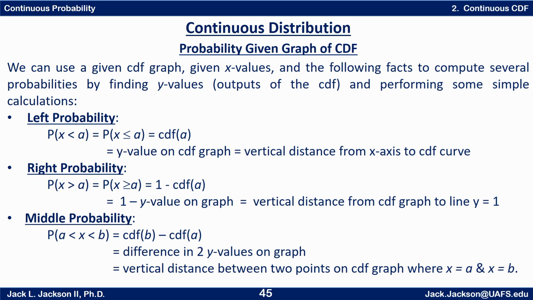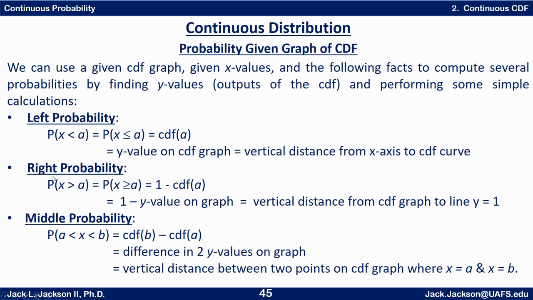So we can find three kinds of probabilities that we often have to do. I'm going to call them left probability, right probability, and middle probability. Left probability, or sometimes called left-tailed probability, is where you look at the probability that x is less than A, which is the same thing as the probability that x is less than or equal to A, and that's just the CDF of A. In other words, it's just the y value on the CDF graph, the one that corresponds to x equals A. And we can also see that as a vertical distance from the x-axis up to the CDF curve.